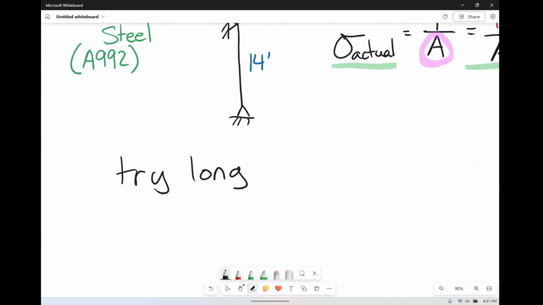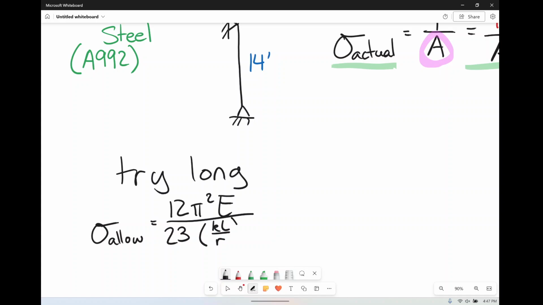So for a long column, we have our sigma allowable is equal to 12 pi squared E over 23 times KL over R squared. Okay, so pretty much we can plug in a lot of information about this. We have E. Maybe you don't necessarily know it off the top of your head, but E is 29,000 ksi for steel. So cool, we actually do know that.